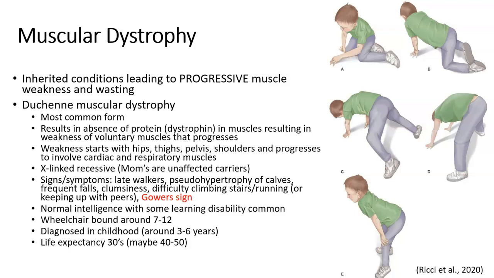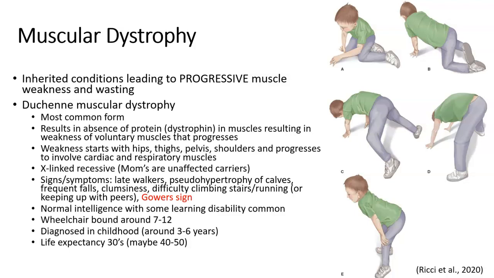Signs and symptoms. We often see that these children are late walkers, so not walking until after 15 months or walking at 18 months. We may see pseudo-hypertrophy of their calves, so the calf muscles themselves appear very enlarged. The child may have frequent falls. They may be especially clumsy. They may struggle to climb stairs and to run. A very good question to ask is, is your child able to keep up with their peers? And the answer will often be no.